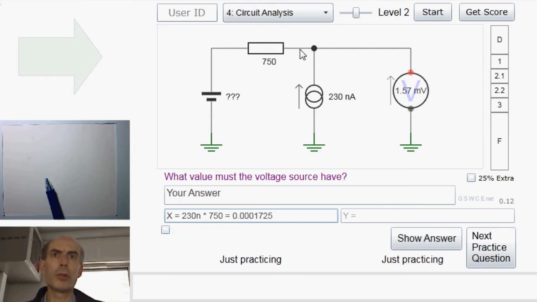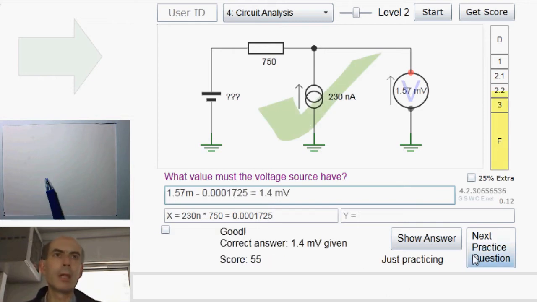So this point here is 0.000175, in other words 172.5 microvolts above that point there. And we know that whatever this voltage source is plus 172.5 microvolts equals 1.57 millivolts. Therefore, the voltage of the voltage source must be 1.57 millivolts minus the voltage across this resistor here, which is just X. Okay, next.